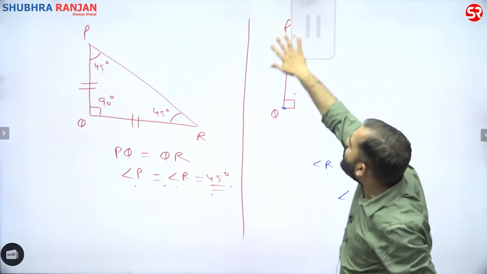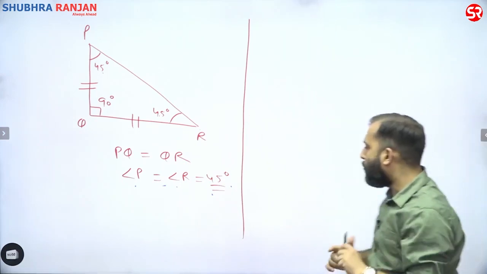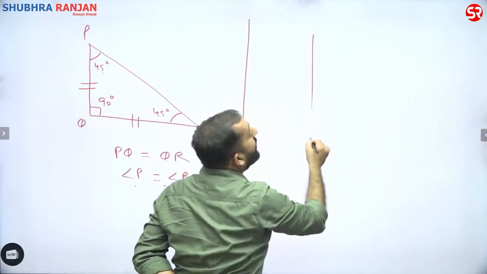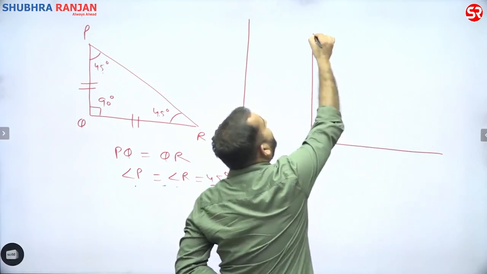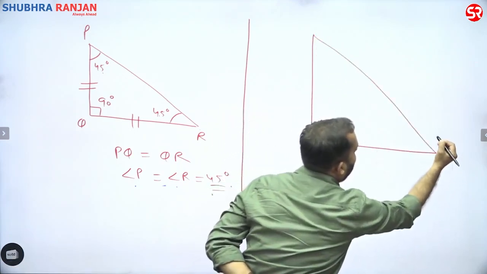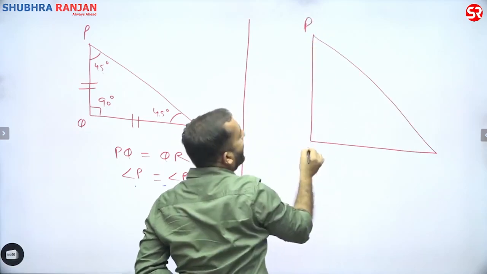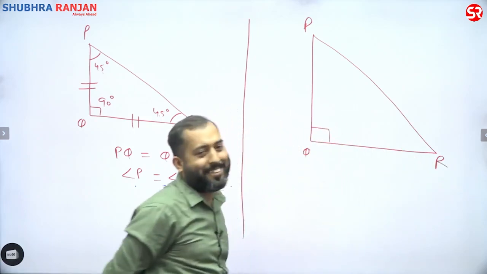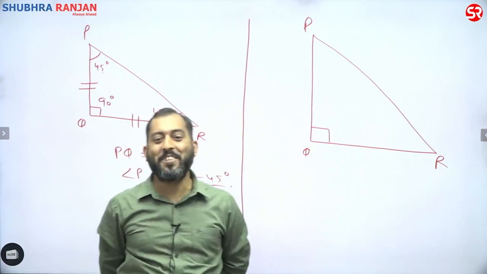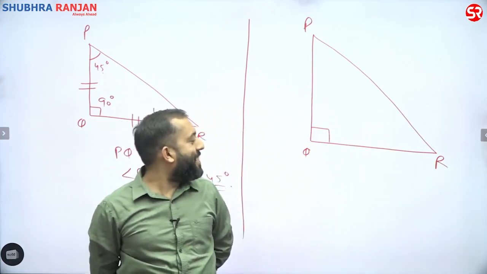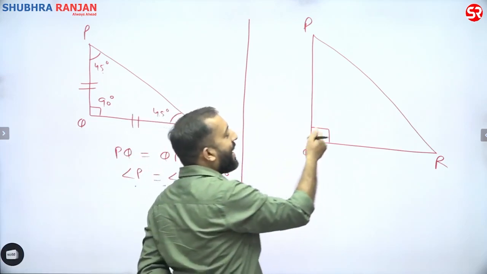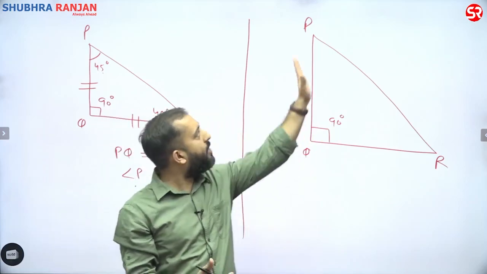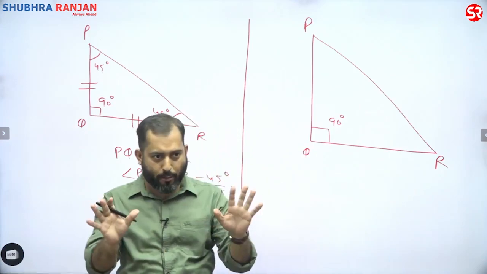Now one more scenario, just for the sake of knowledge. Okay, so let's talk about this. See, this angle is 90 degrees. Now again, the side opposite to 90 degrees is going to be the greatest side. There is no doubt about it, right?